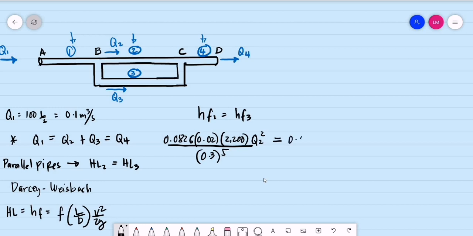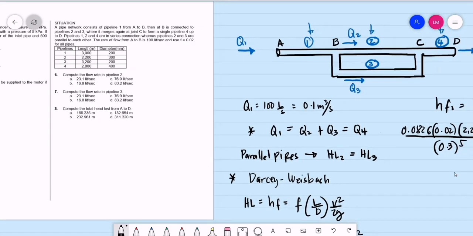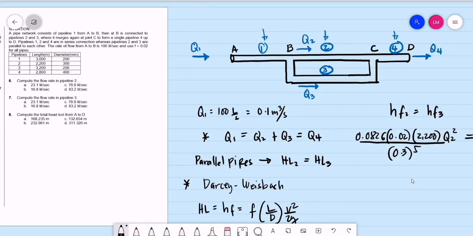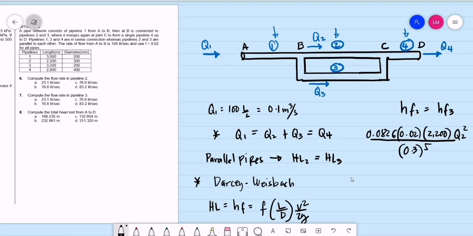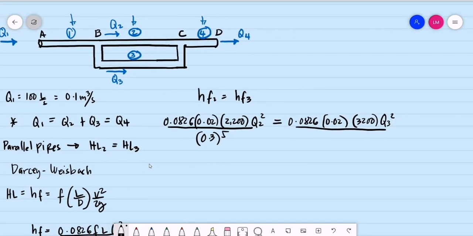We have 0.0826. Friction factor is 0.02 for all pipes. Okay, what is the length for pipeline number 3? We have that as 3,200. Then discharge number 3 squared, divided by the diameter of pipeline number 3. For pipeline number 3, we have 200 millimeters, so that is the same as 0.2 raised to 5.